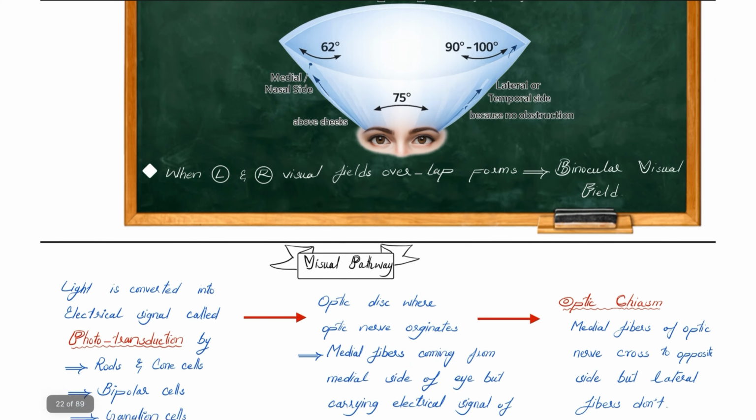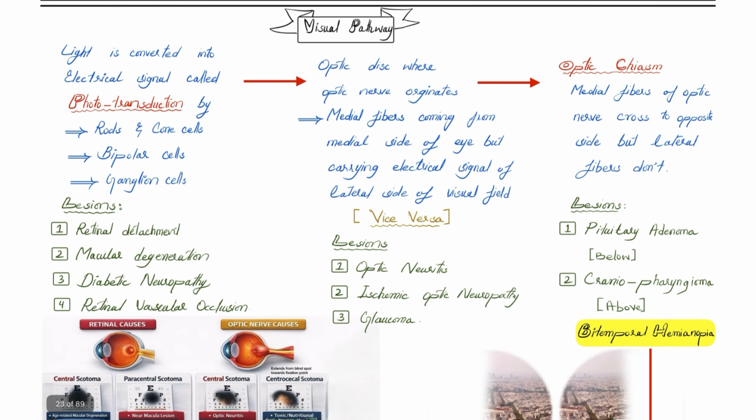So now let's study the visual pathway, and what sort of abnormalities may arise when there is any trauma or injury to the visual field. The light is converted into electrical signal, and this process is called phototransduction, and phototransduction is done by rods and cone cells, bipolar cells, and ganglion cells.